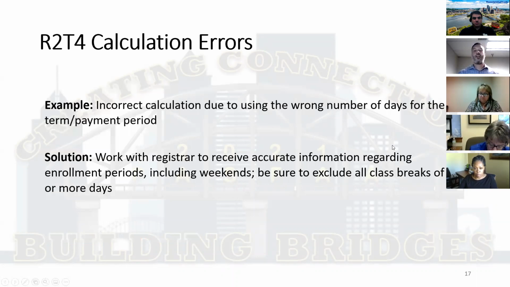So, incorrect calculation due to using the incorrect number of days in the term or payment period. Work with your registrar to review accurate information regardless of enrollment period, including weekends. Be sure to exclude all breaks of more than 5 days. Sometimes we will have breaks that were unexpected, that we had to close, and we were all aware of that during the pandemic. So those breaks that might have been 0 are now becoming 5 or even longer. So we need to make sure we're updating that calendar, and that everybody doing the calculation understands that and knows the importance of it.